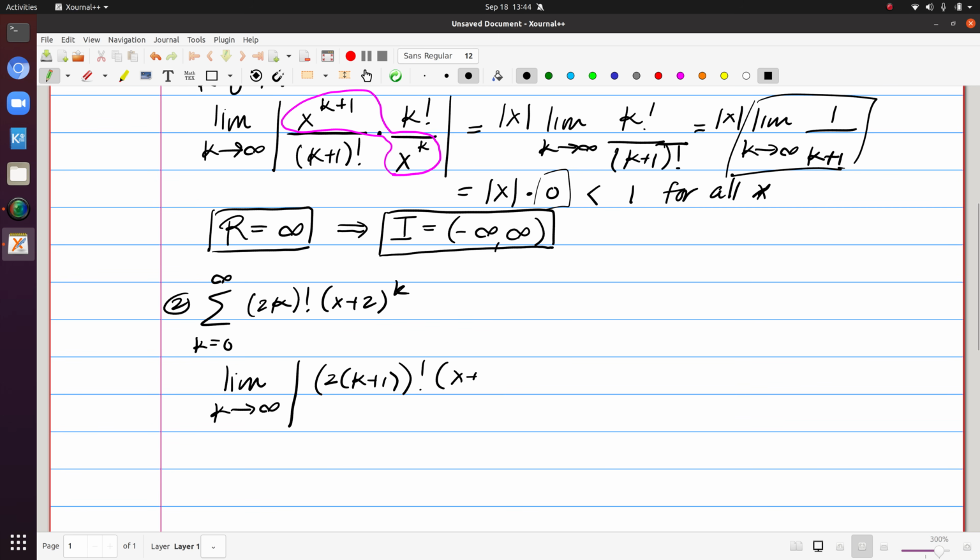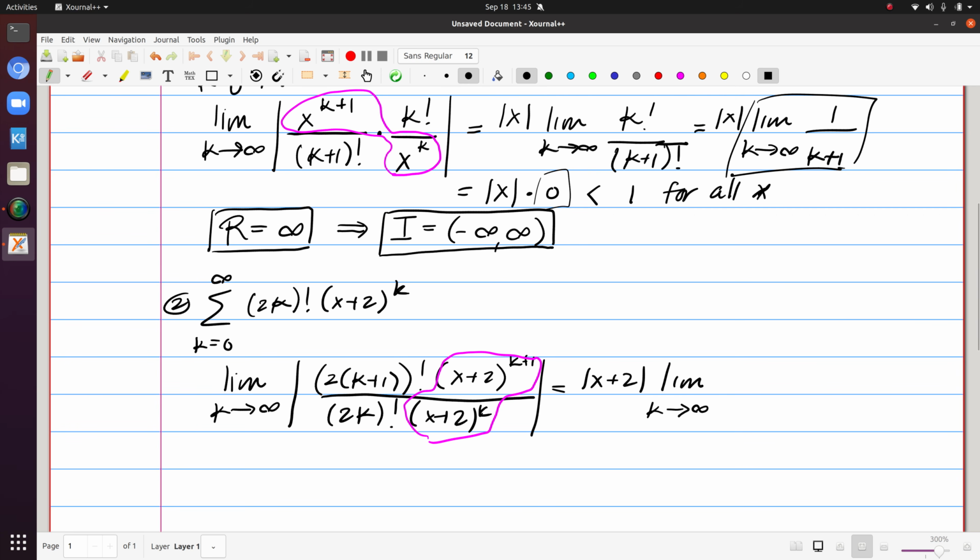And this would be x plus 2 to the k plus 1. And we're dividing by exactly what we see in the sum. Again, I get a factor of x plus 2 in absolute value that I can bring outside of the limits. And that leaves me with a 2k plus 2 factorial divided by a 2k factorial.